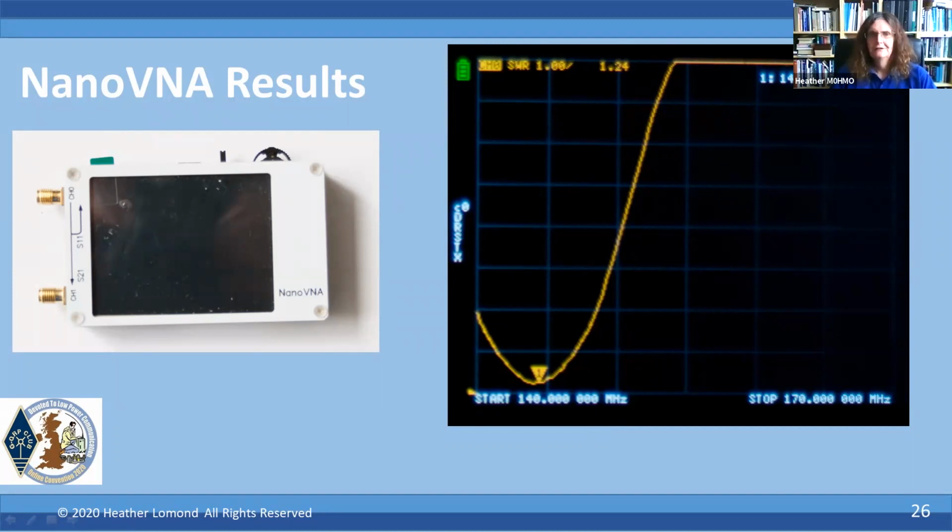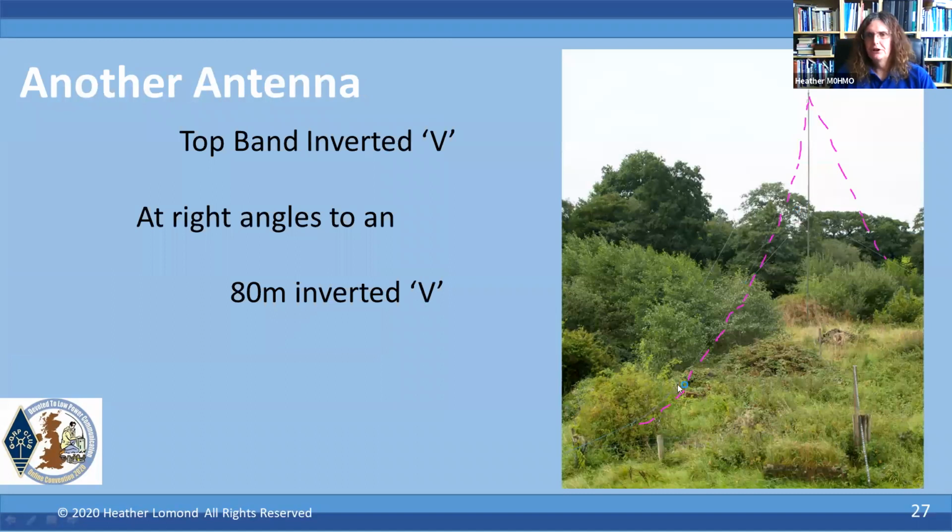Finally, a quick look. Here's my inverted V that we looked at earlier. I've put in a purple mark so you can see where it is because it doesn't come out in the photo.